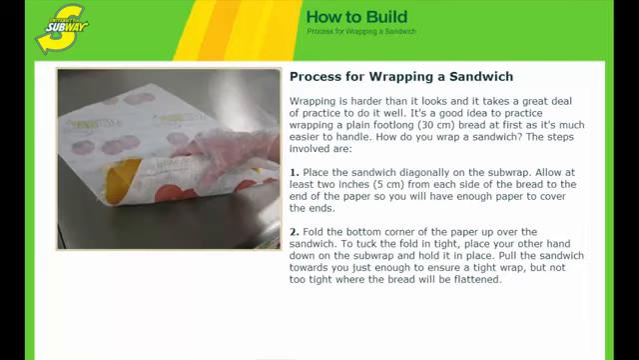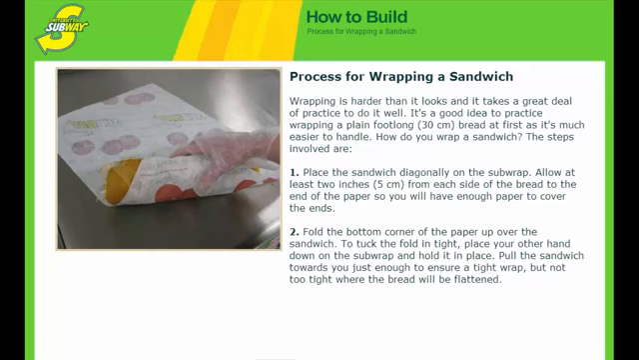Wrapping is harder than it looks, and it takes a great deal of practice to do it well. It's a good idea to practice wrapping a plain foot-long, 30-centimeter bread at first, as it's much easier to handle. How do you wrap a sandwich? The steps involved are: 1. Place the sandwich diagonally on the sub-wrap. Allow at least 2 inches, 5 centimeters, from each side of the bread to the end of the paper so you have enough paper to cover the ends.